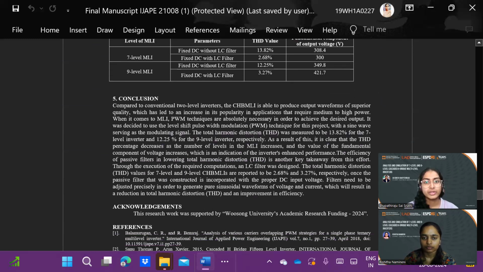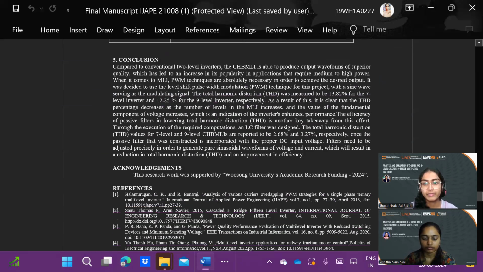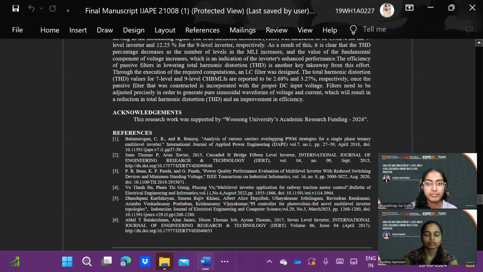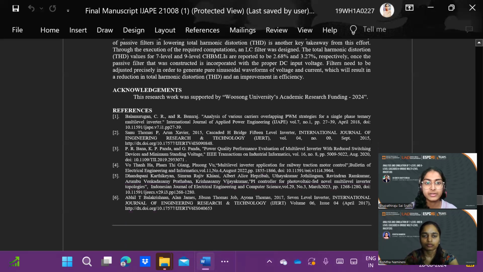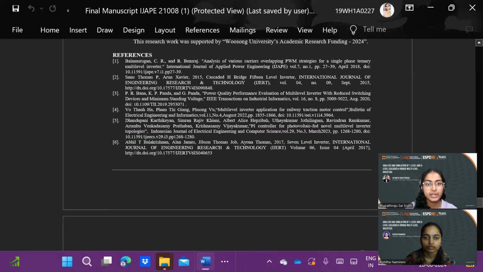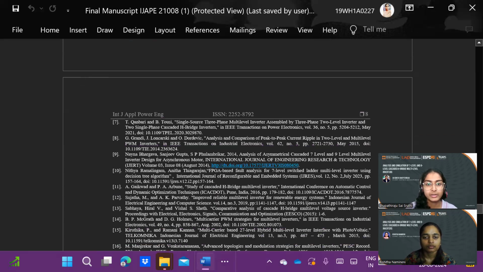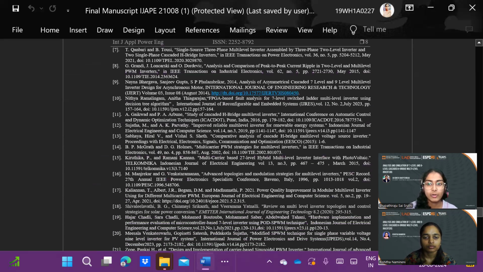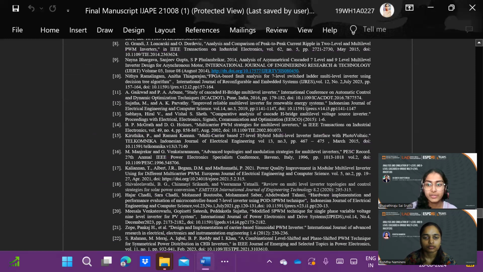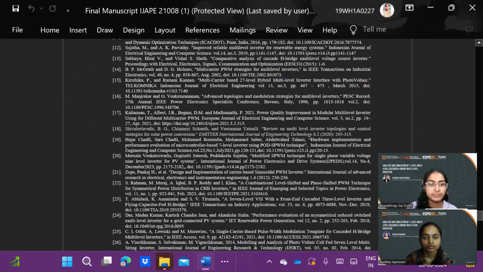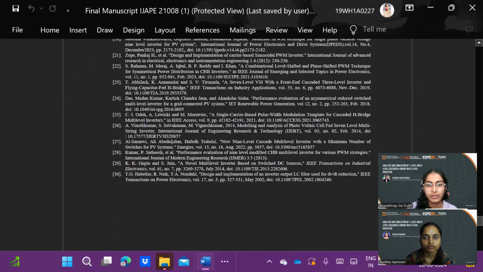So this is the conclusion. We have noted all of our findings in the conclusion, and these are the acknowledgements. This research was supported by Wuzhong University Academic Research Funding 2024. These are the reference papers that we have referred to and did some research around multi-level inverters, and also the computation methods we have used in our simulation.